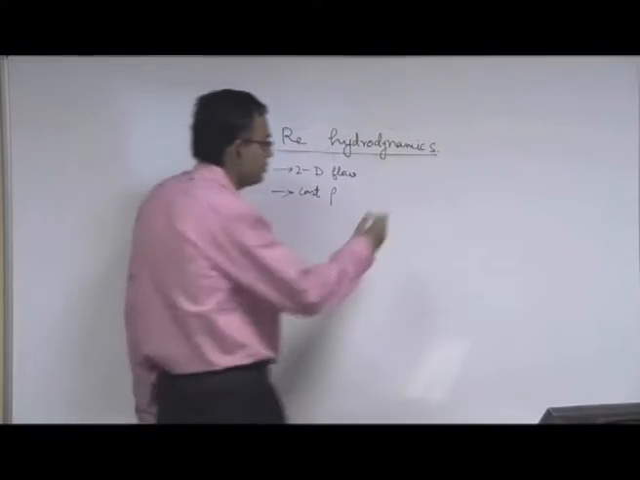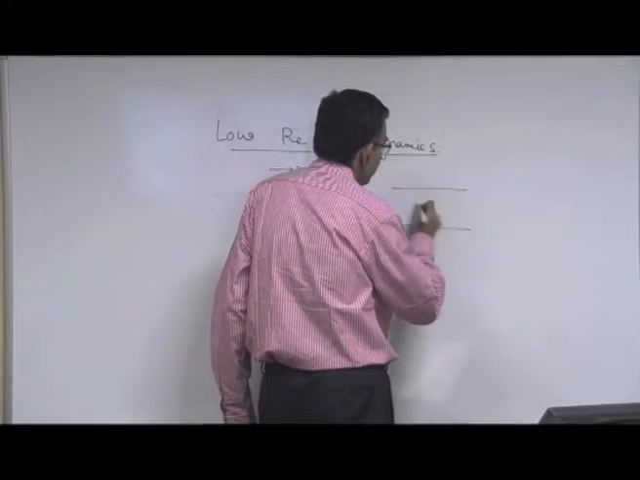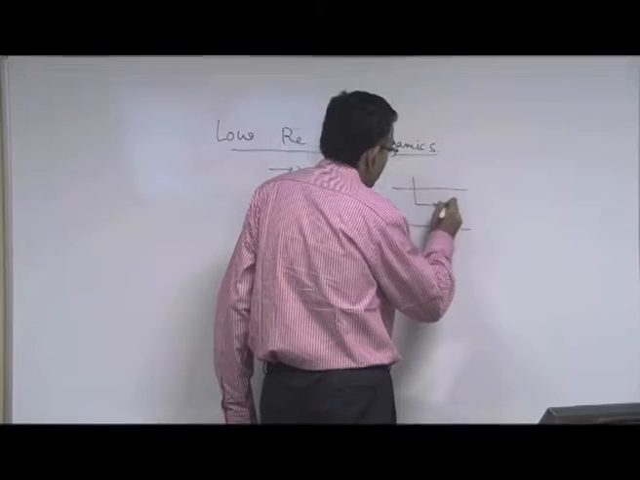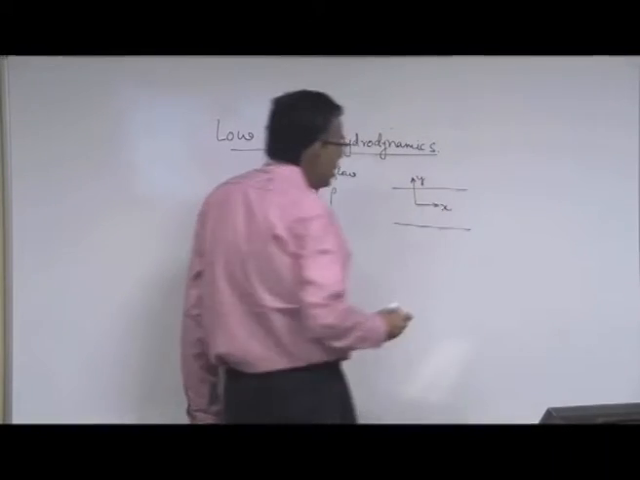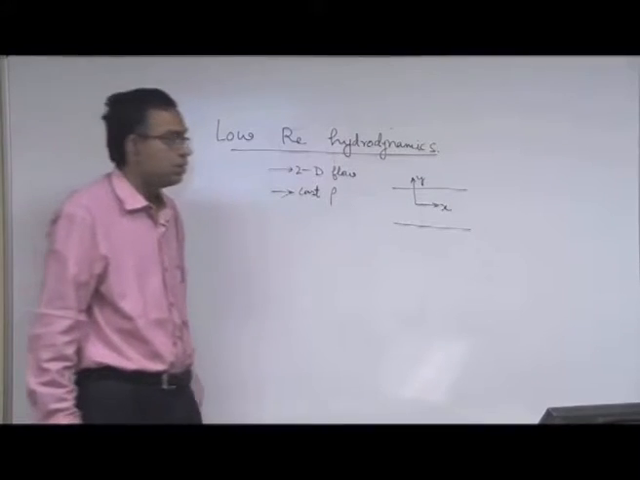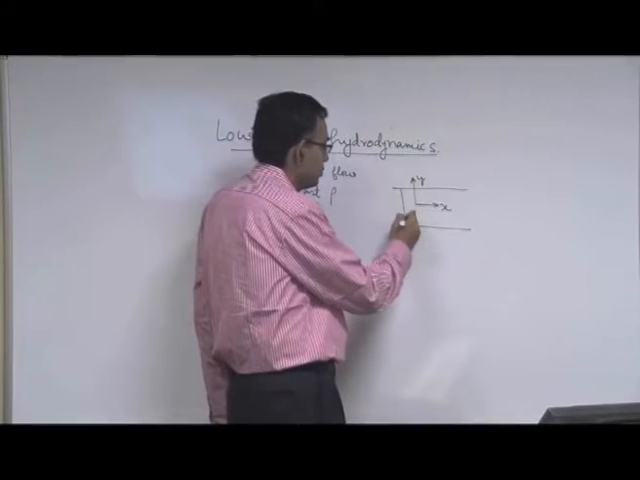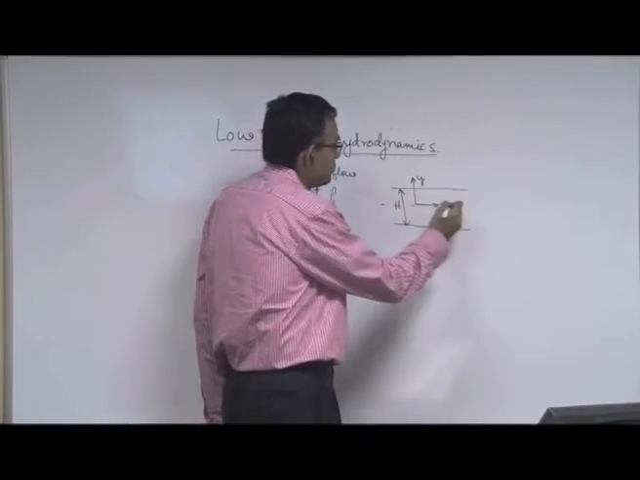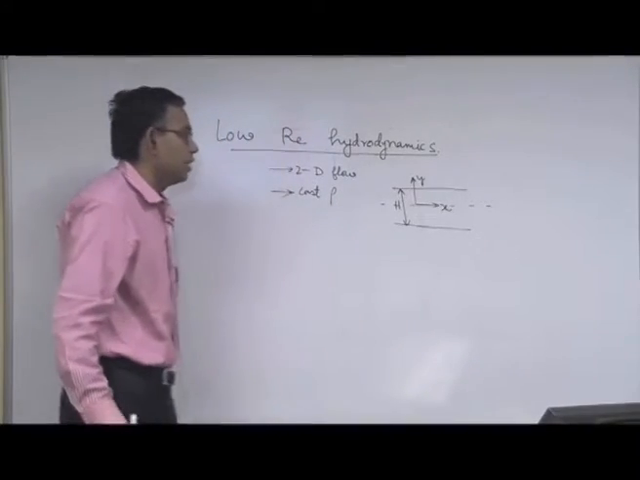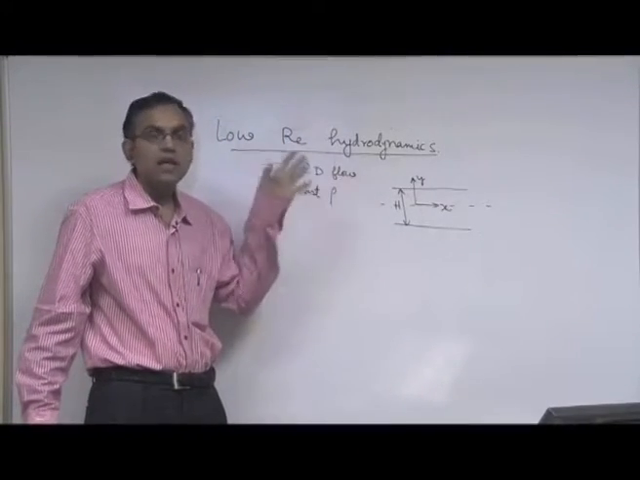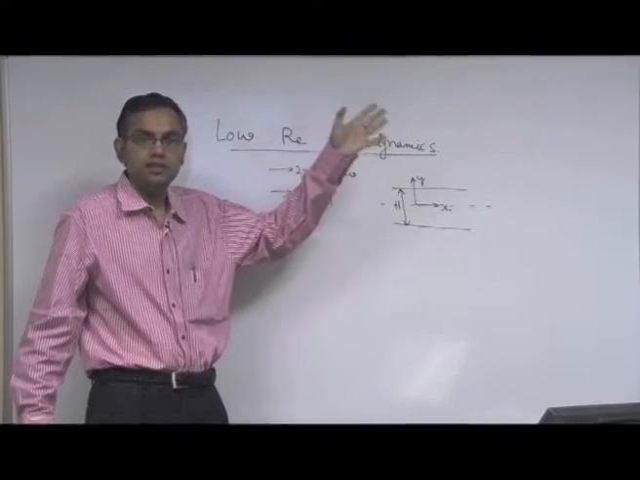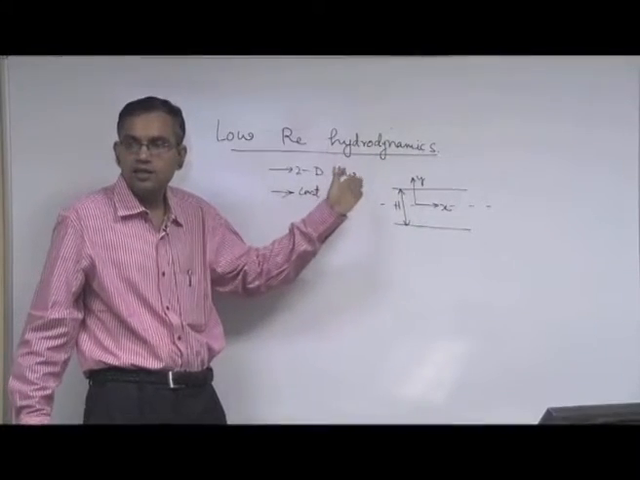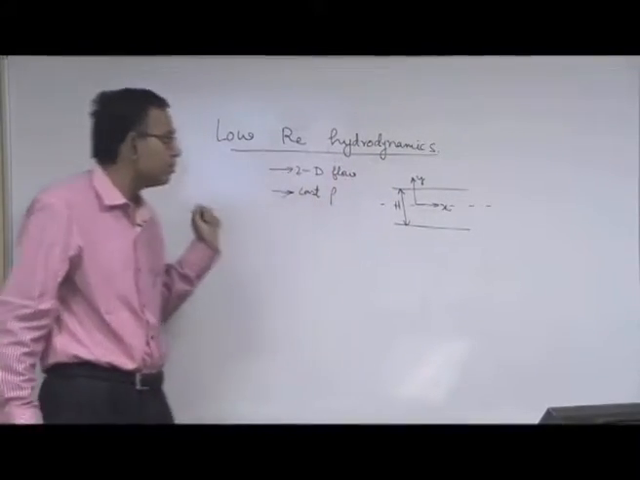And let us assume that you have a parallel plate channel with a height of h, this is the center line, x and y axis are laid like this. In the z direction the channel is very large in dimension. So that does not come into the picture in the analysis, it makes it a 2-dimensional problem.